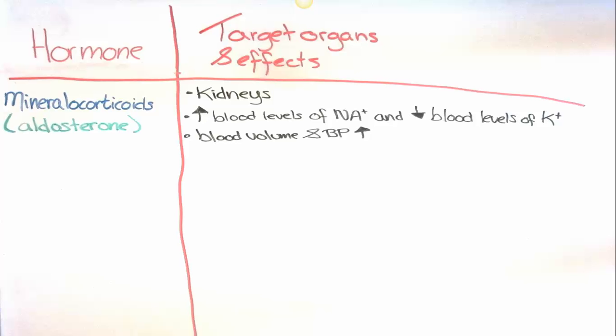Mineralocorticoids. Aldosterone is an example. Aldosterone is stimulated by renin-angiotensin-aldosterone mechanisms, elevated blood potassium levels, and ACTH. Aldosterone targets the kidneys and increases blood levels of sodium and decreases blood levels of potassium. This is homeostasis. Blood volume and blood pressure rise due to the retention of sodium in the blood. Aldosterone is a steroid hormone and binds to plasma proteins for transport in the circulatory system. Aldosterone binds mostly to albumin.